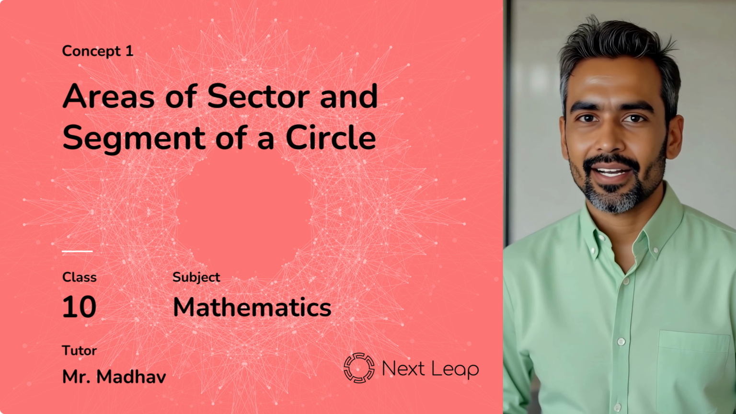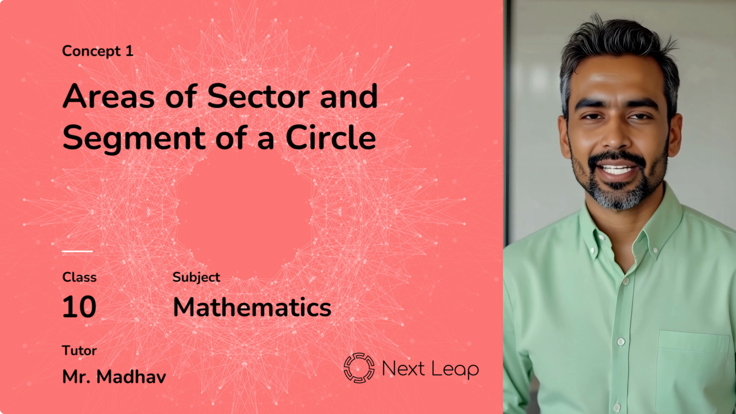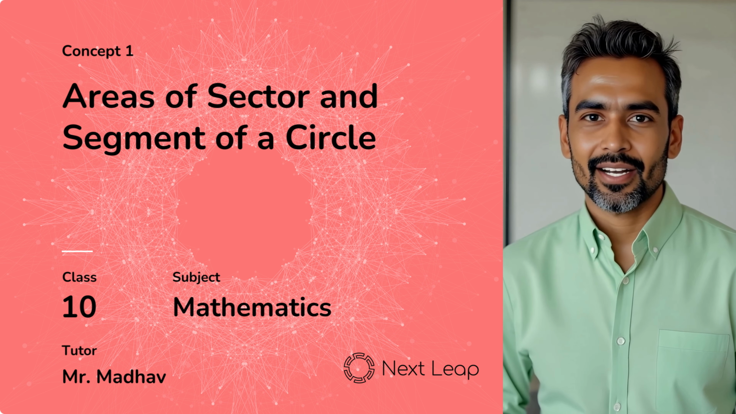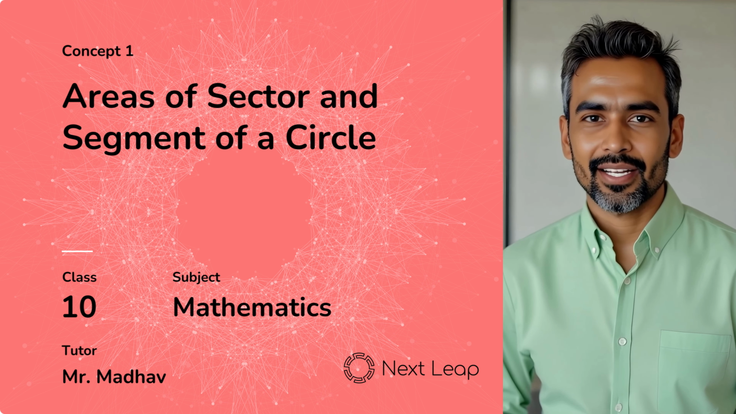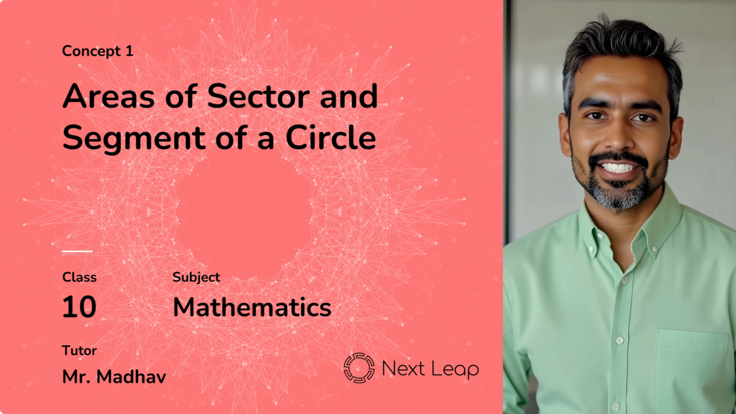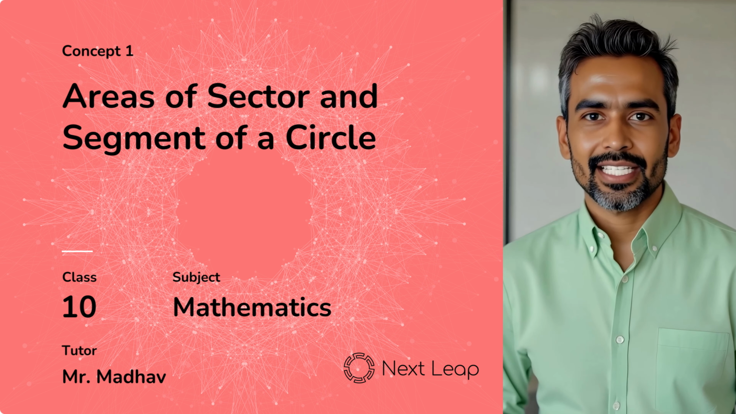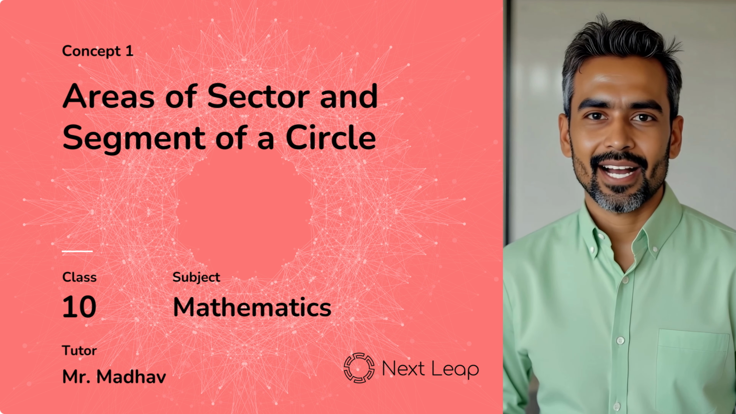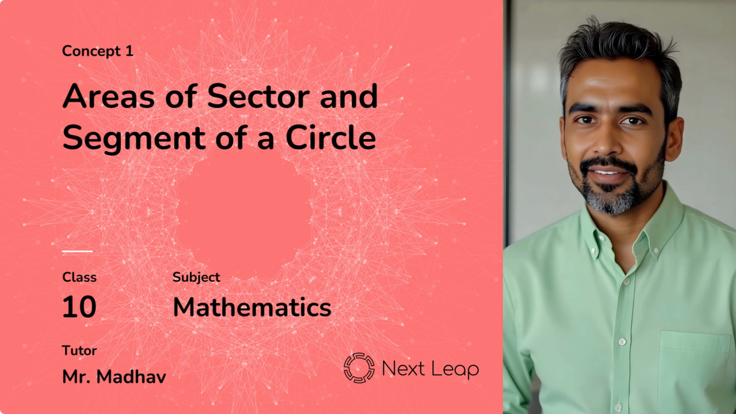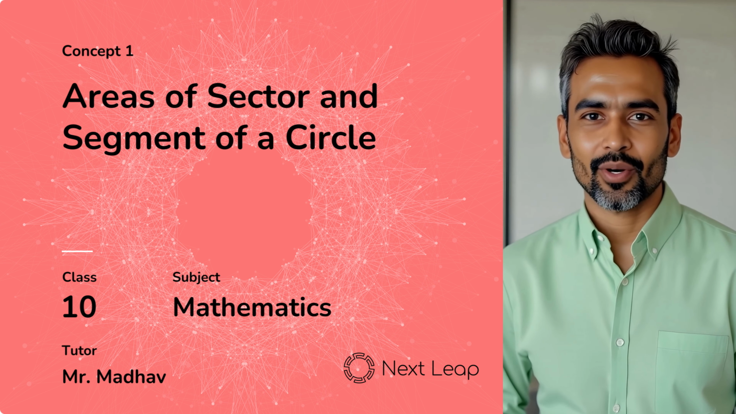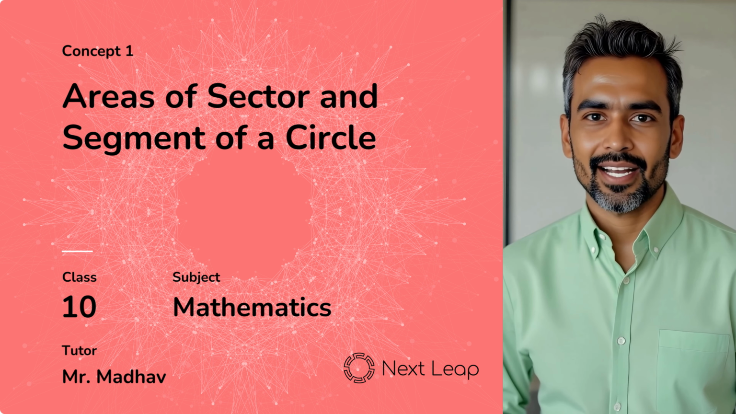Today we're entering the circle zone, where pizza slices and chords meet geometry. Ever wondered what part of the pizza slice is the sector and what's the segment? Well, imagine you cut a pizza from the center. The wedge-shaped piece you pull out is the sector, the region enclosed by two radii and the arc between them. Now, if you slice that same pizza with a straight line instead of radii, the smaller curved piece you get is the segment, which lies between a chord and an arc.